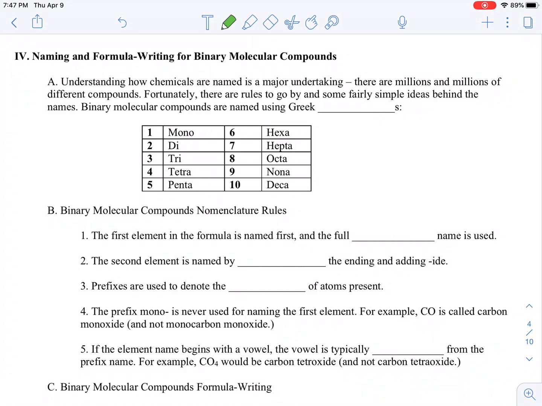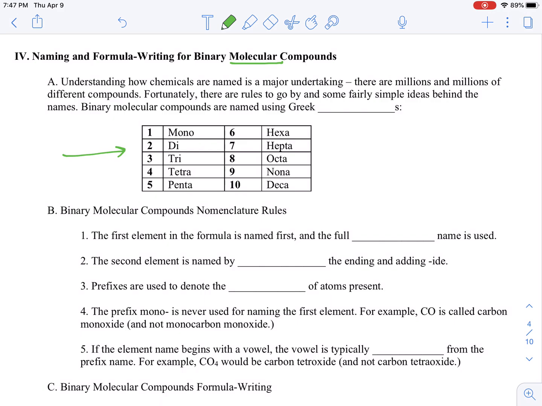Hey everybody, let's get some practice naming molecular compounds. And remember that name molecular, short for molecule. Molecule is the name we give to covalent compounds. So we're dealing with covalent naming here. Now, we need to know some Greek prefixes. These prefixes here are used to indicate the number of each atom involved.